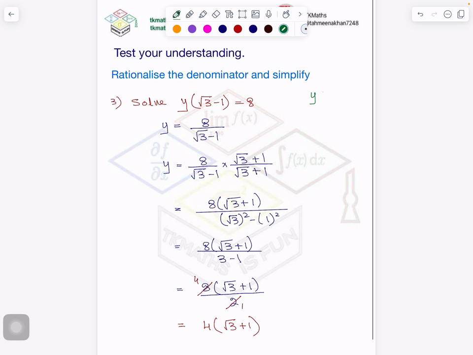when it was, suppose y times 2 is 20, what do we do? Y is equals to 20 divided by 2. So that algebraic concept we are applying here. So 8 divided by root 3 minus 1, we change it into division form, and then we applied rationalizing the denominator concept. It would come in the form of word problem, doesn't matter as long as you know how to apply.